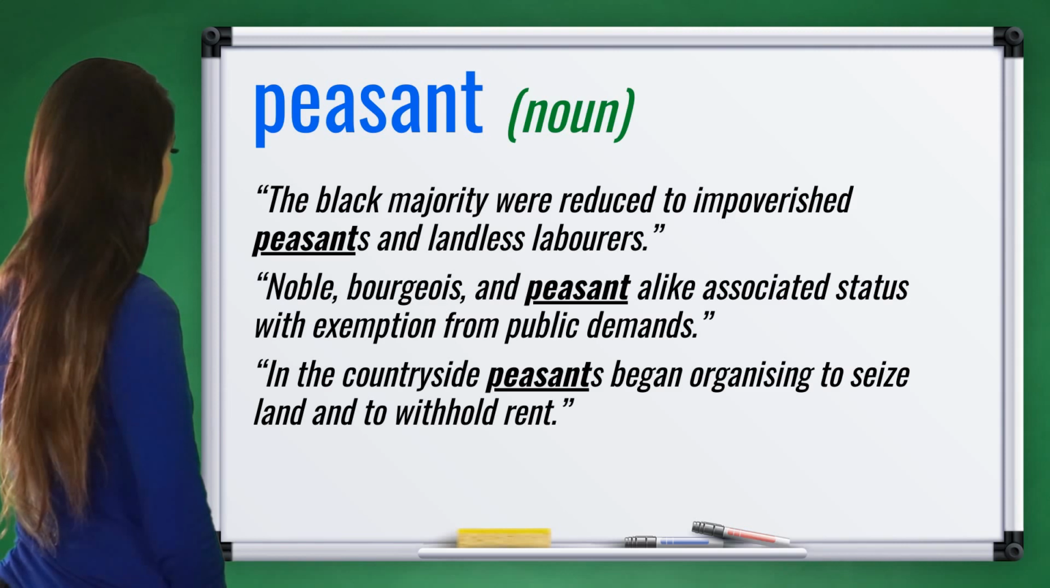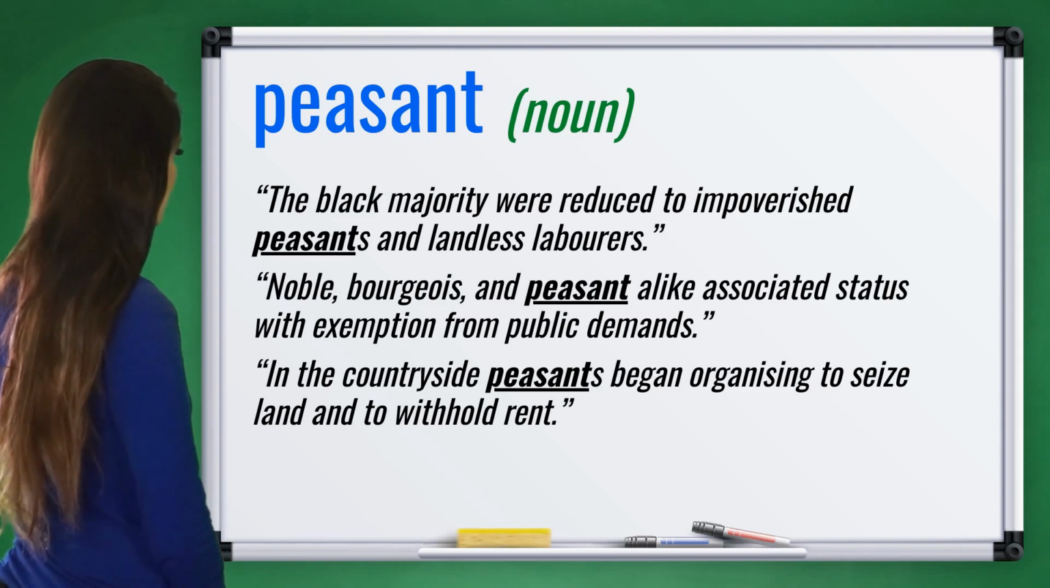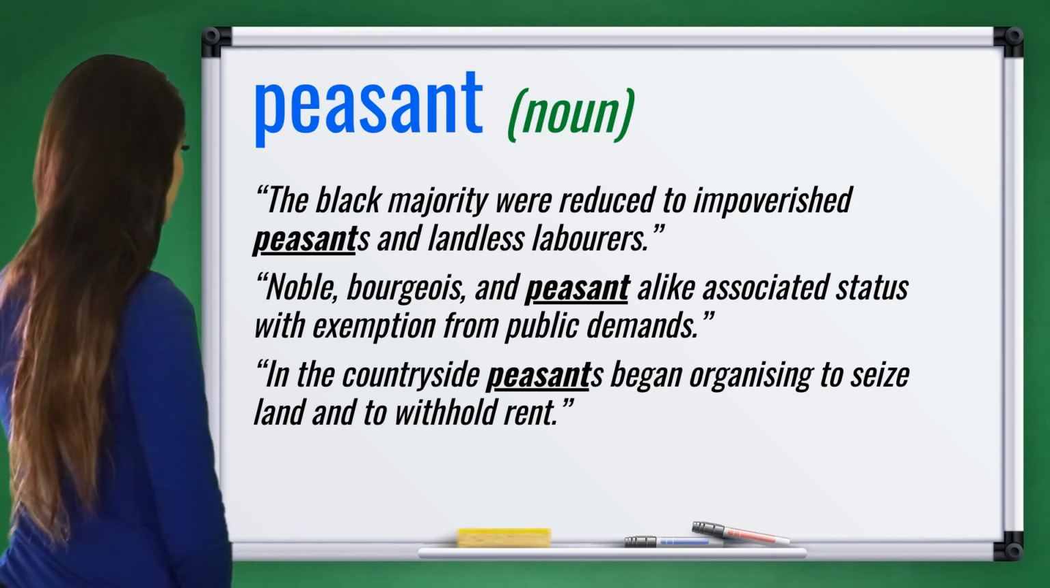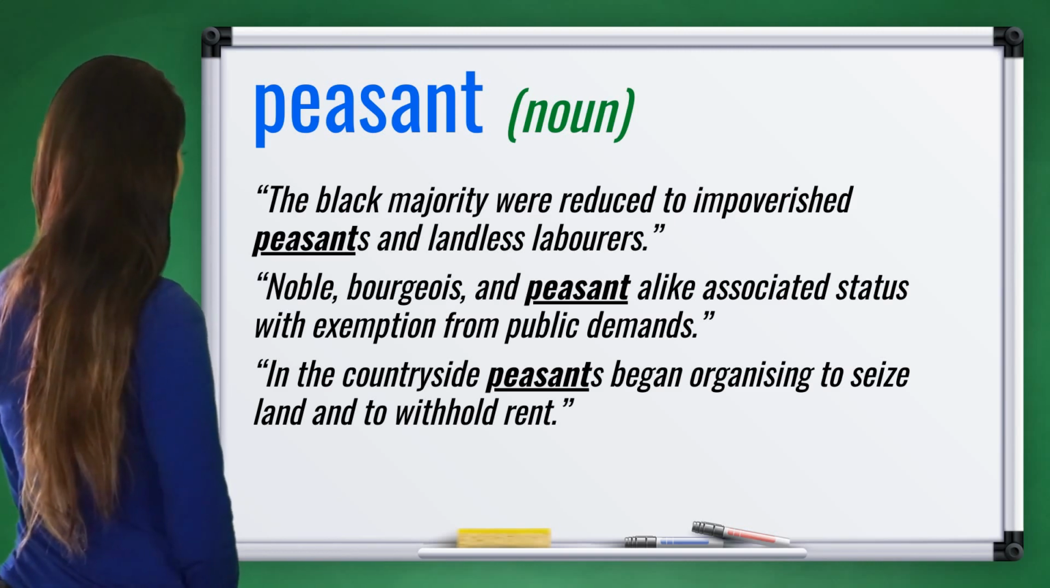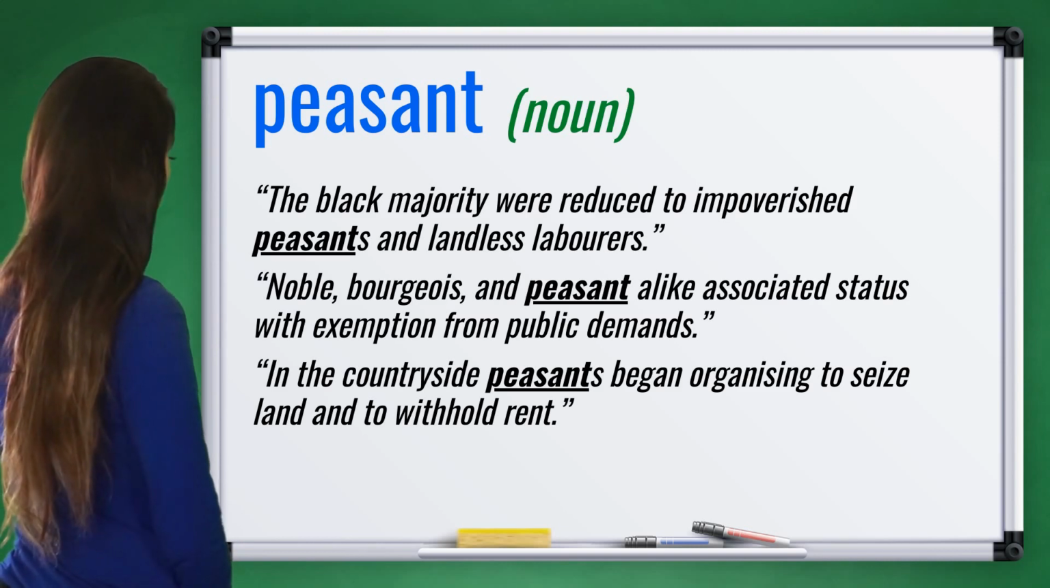The second example. Noble, bourgeois, and peasant alike associated status with exemption from public demands. Now, repeat after me. Noble, bourgeois, and peasant alike associated status with exemption from public demands.